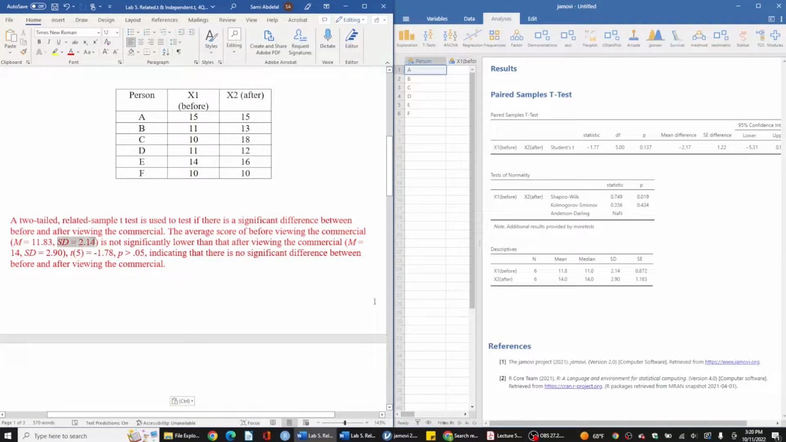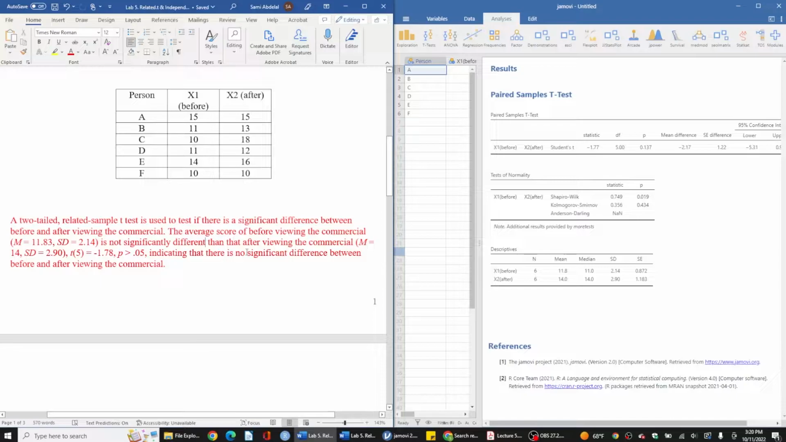And then this standard deviation is necessary because we need a measure of dispersion with this mean here, because the mean alone doesn't really tell us very much. And so let's start over. The average score before viewing the commercial, mean and standard deviation of before, is not significantly lower than that of viewing the commercial after. This should actually be not significantly different than after viewing the commercial.